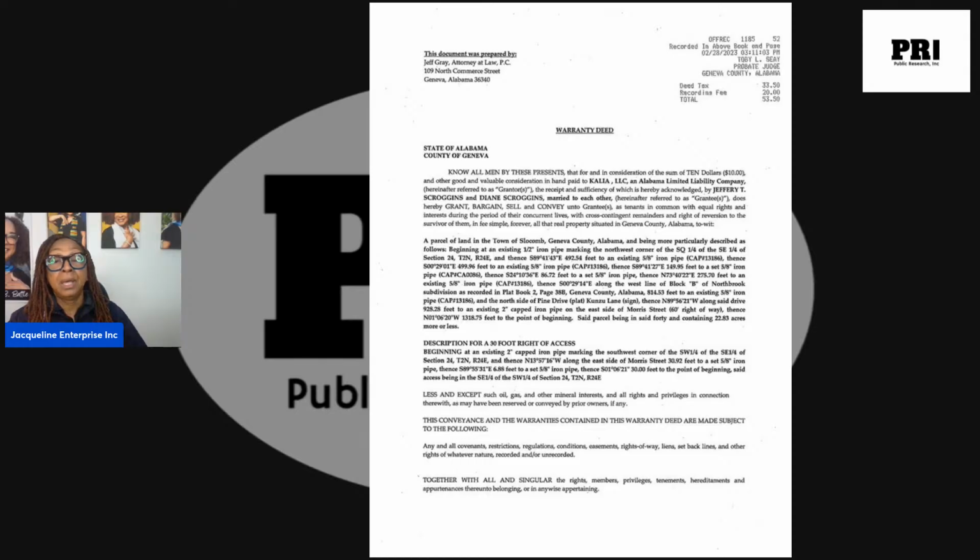during the period of their concurrent lives, with contingent remainders and right of reversion. I'm using a magnifying glass. Right of reversion to the survivor of them. Okay. All right. So what you would type on your report would be as tenants in common. As tenants in common, because automatically tenants in common means with equal rights. So you would say as tenants in common. That would be the tenancy that you would type into your report. All right.